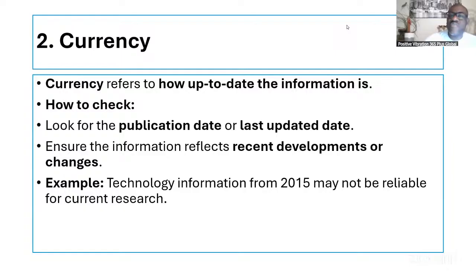So currency refers to how up-to-date information is. And how do we check? We look for the publication date. We look for the last updated date. We ensure the information reflects recent developments and changes. Another example: technology information from 2015 may not be reliable for current research. Yes, because lots of things have evolved and changed over time, and so we need to give an appreciation for when the data was actually written.